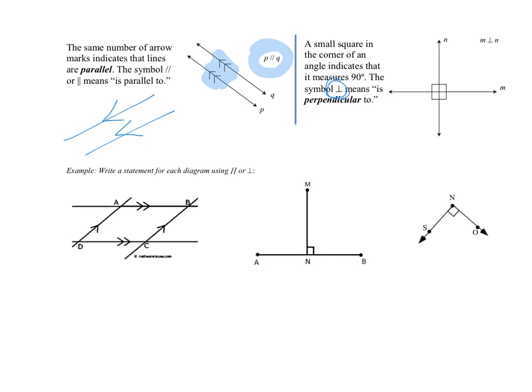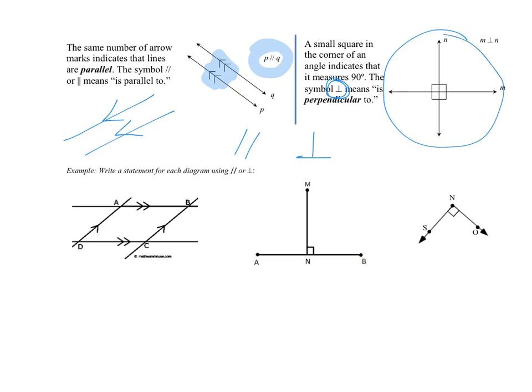This symbol means is perpendicular to. It's an upside down capital T, and that's a universal symbol. So you can use these symbols in your notes on a test, and everybody knows that they mean parallel and perpendicular. So here's just one example.